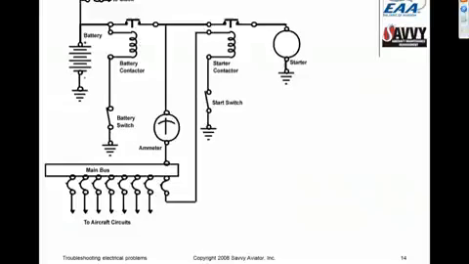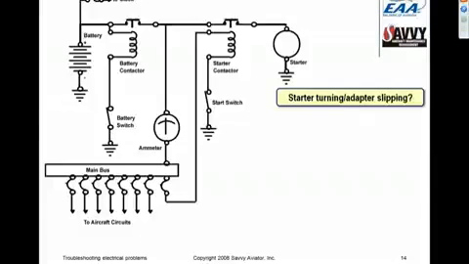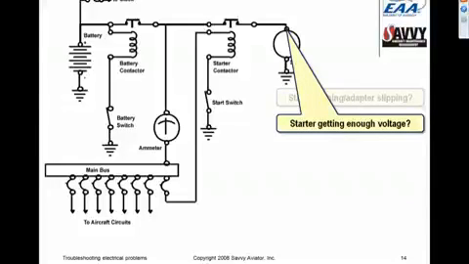Again, here's the schematic diagram. Just go over the same thing again in diagrammatic form. The first thing we want to do is make sure that the starter adapter is not slipping. In other words, if the starter is turning but the engine isn't turning, then there's a mechanical slippage problem that we need to deal with. If it's not that, then we have to look for an electrical problem, and the first thing we do is to make sure the starter is getting enough voltage under the starting load. It should be at least 2/3 of nominal battery voltage.